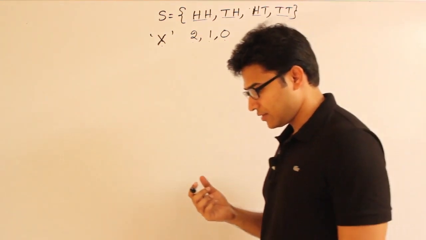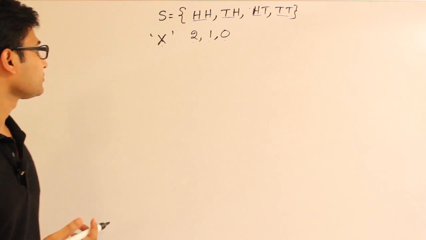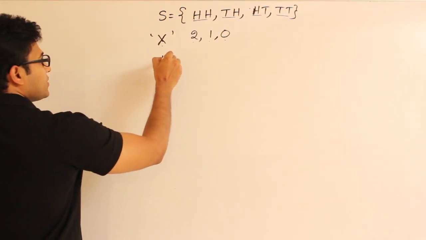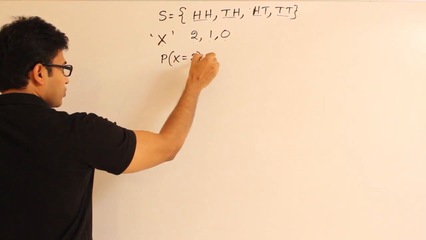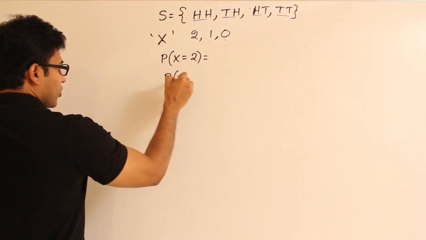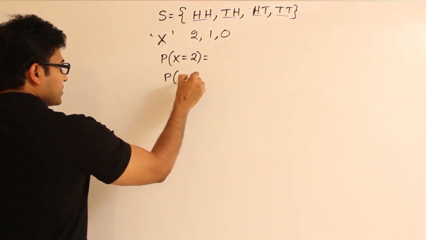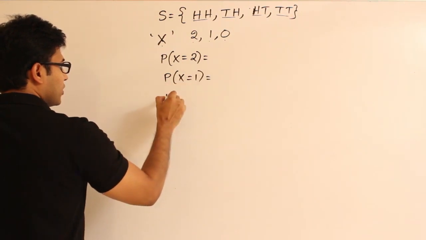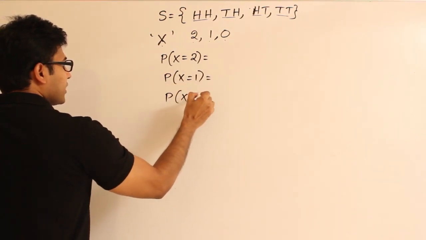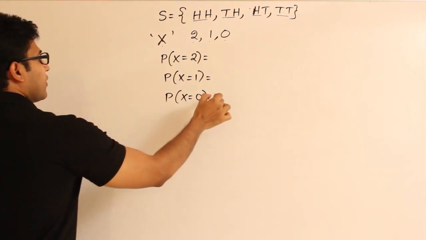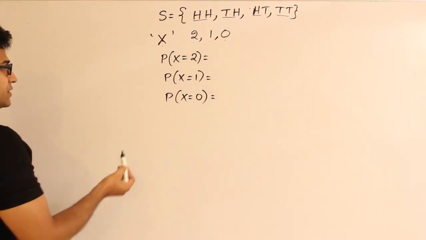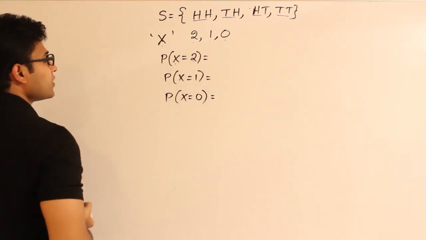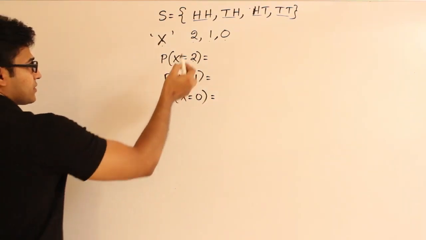I'll show you with a few examples. See this one first. Now what is the probability that x can take the value 2? What is the probability that x can take the value 1? What is the probability that x can take the value 0? Now in order to find it out, we have to see what are the events that are favoring x equal to 2. If you have to get two heads, right?